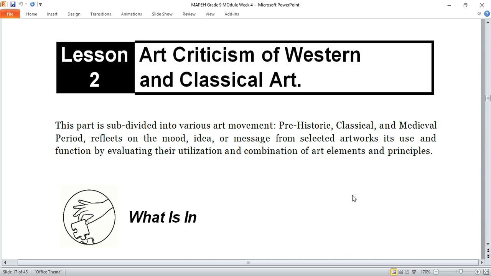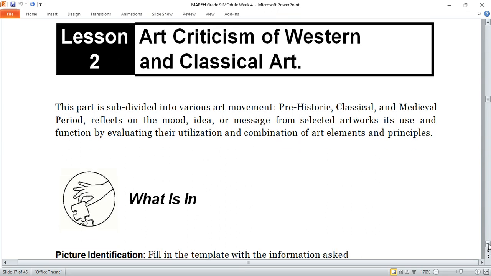Lessons for our art subject. This is the MAPE module for week 4. And our lesson for arts is art criticism of Western and classical arts. This part is subdivided into various art movements: prehistoric, classical, medieval period. Reflects on the mood, idea, or message from selected artworks, its use and function by evaluating their utilization and combination of art elements and principles.